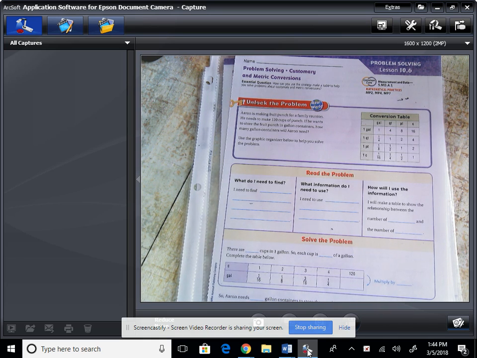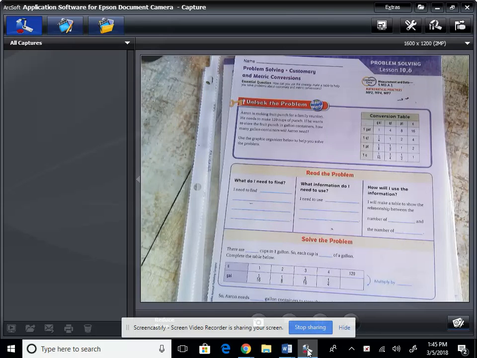Problem solving, customary, and metric conversions. How can you use a strategy to make a table to help you solve problems about customary and metric conversions? Okay, these are one of the things when we don't know what we have to do.